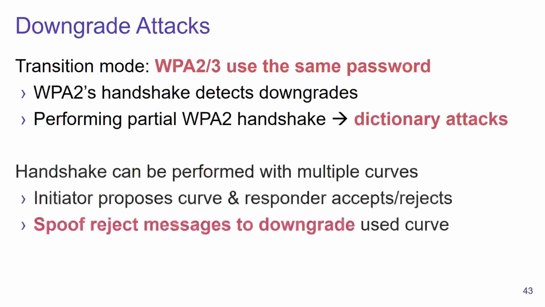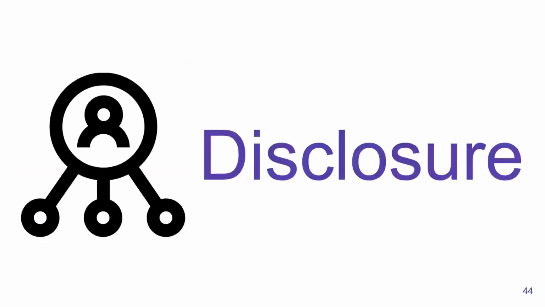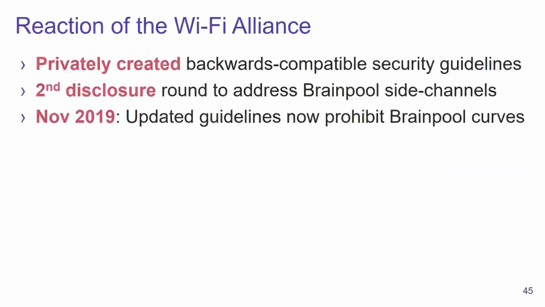Additionally, because Dragonfly can be executed using multiple elliptic curves, it is also possible to perform a downgrade attack where we trick the access points or the client into using a weaker elliptic curve than they normally would. So how did we disclose these results? Well, we initially contacted the Wi-Fi Alliance, and they privately created security guidelines on how to avoid our attacks. These guidelines also recommended the use of brainpool curves, but unfortunately, as we have shown in this presentation, these are vulnerable to side channel attacks as well.